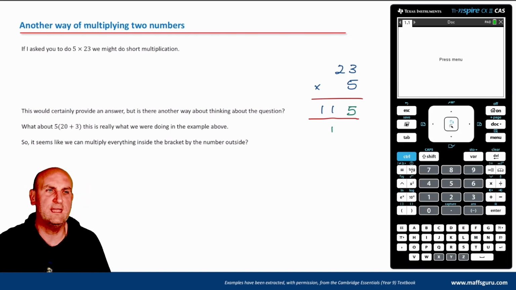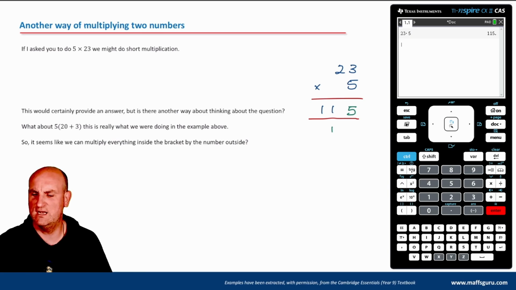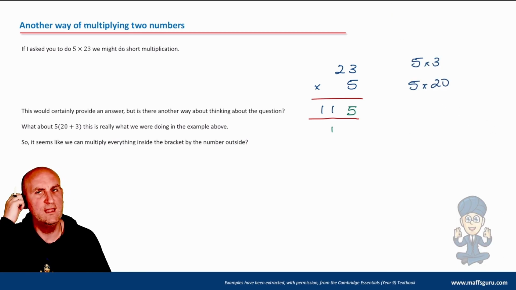I'm just going to fire up my calculator just to see. So let's do 23 times 5, hit enter. Ooh, 115. I might have just said 111. My brain's a little bit fried today. Don't worry about my calculator, by the way, it's fine. It's a very complicated calculator.